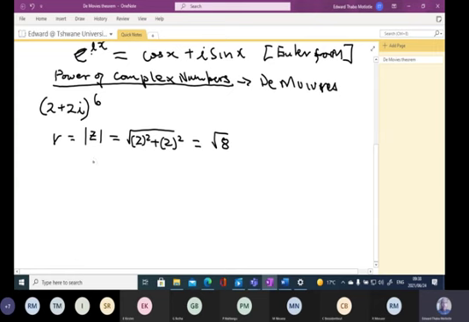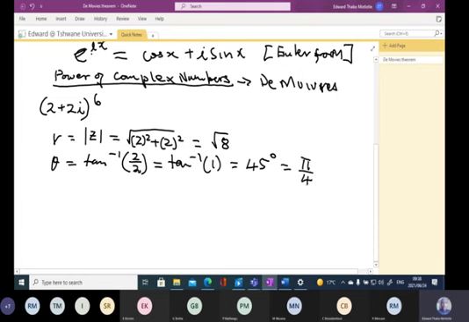Okay, and immediately after that, what comes to my mind is an angle. Theta is equal to tan inverse of y over x, where y is the imaginary part, so in this case is 2, and x is the real part, which is 2. This is equal to tan inverse of 1, which is equal to 45 degrees, or if you want to use radians, this is pi over 4.